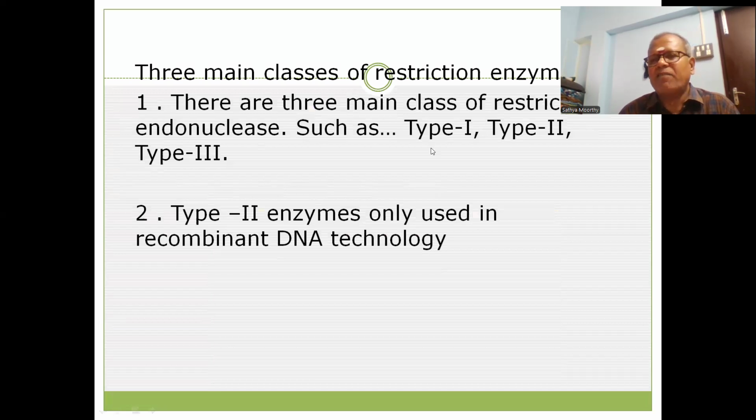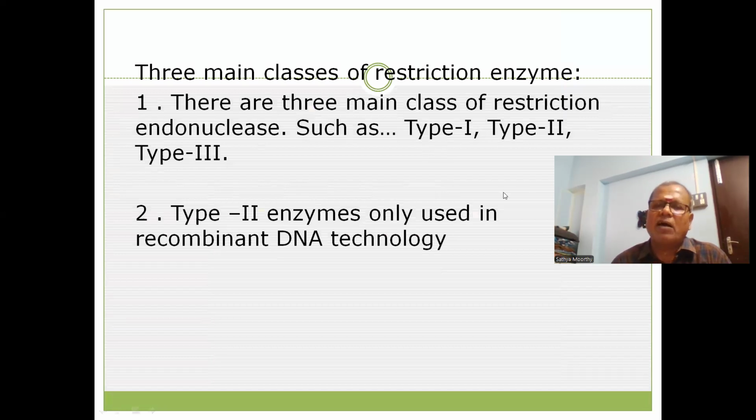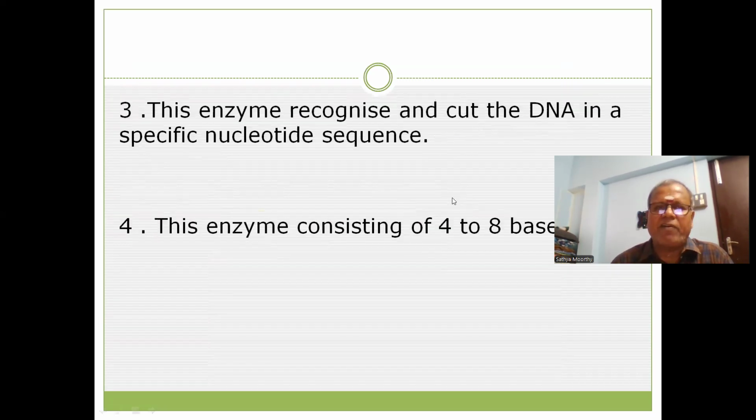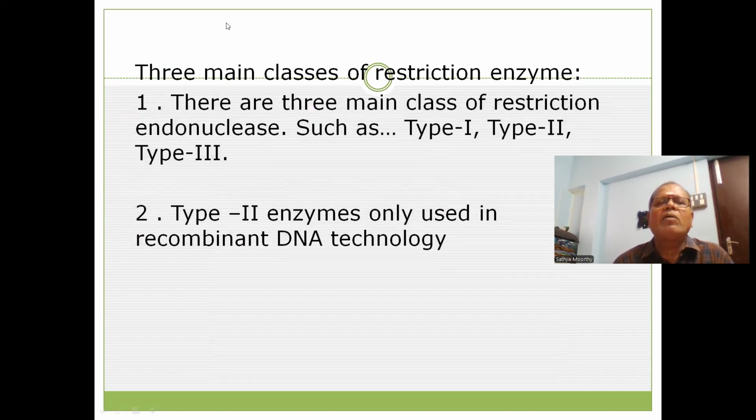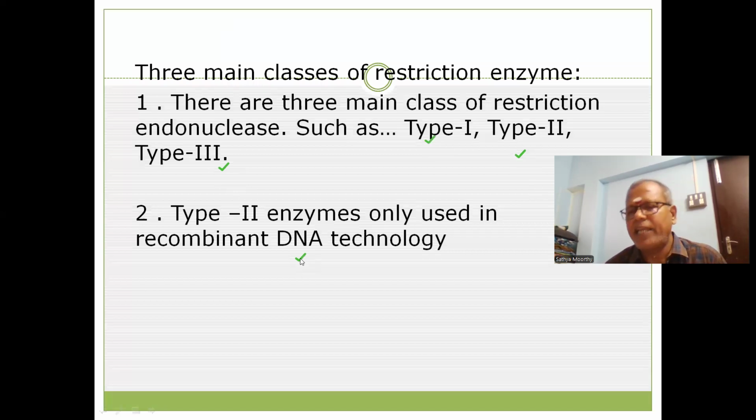Then three main classes of restriction endonucleases are mentioned in our book. Restriction endonucleases are of three types. One is type 1, another is type 2, and another is type 3. In rDNA technology, in recombinant DNA technology, generally we are using the type 2 enzymes.